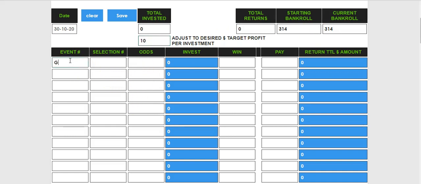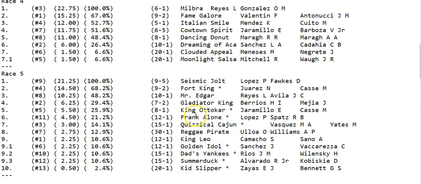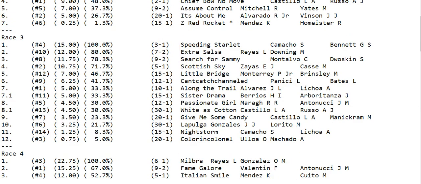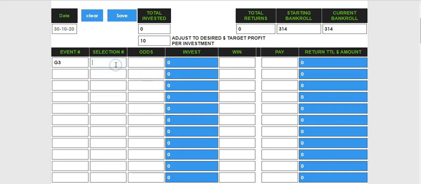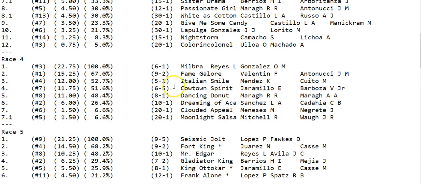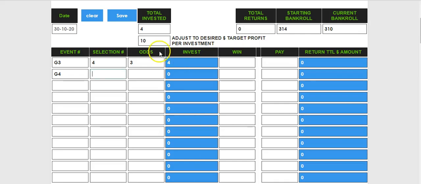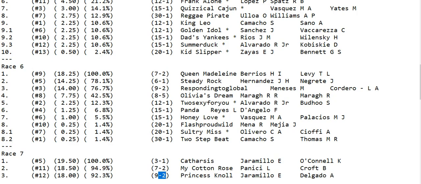Now what you would do is you would start off from here, Gulfstream Race 3. And whatever the odds were, in this case, it was 3 to 1. It was the 4 at 3 to 1. The 4 at 3 to 1. As you can see, now this is asking for $4. That's fine. Then you had a miss at Gulfstream Race 4. And that was a 6 to 1 shot. Whatever horse that was.